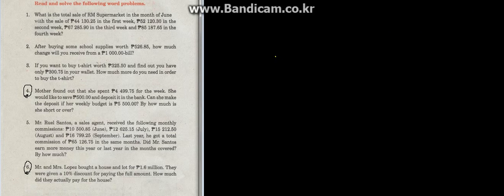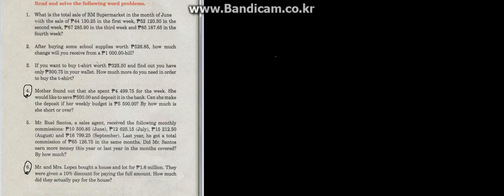So for number 4, it says mother found out that she spent 4,499 and 75 hundredths for the week. She would like to save 500 and deposit it in the bank. Can she make the deposit if her weekly budget is 5,500? By how much is she short or over?